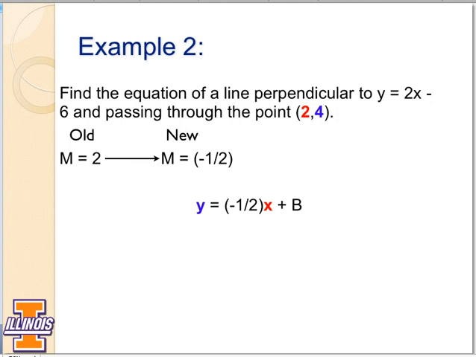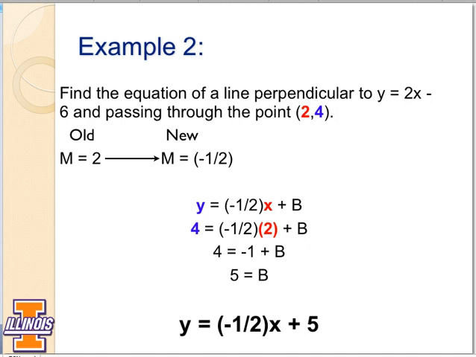I replace m with -1/2 in the equation y equals mx plus b, and then I replace x and y with their respective values. I multiply negative 1/2 times 2, and I get negative 1. I get b all by itself on the right-hand side, and I find that b is equal to 5. So I take my equation, I replace b with 5, and I find the equation of a line that is perpendicular to 2x minus 6 that passes through the point (2, 4). And that equation is y equals negative 1/2 x plus 5.